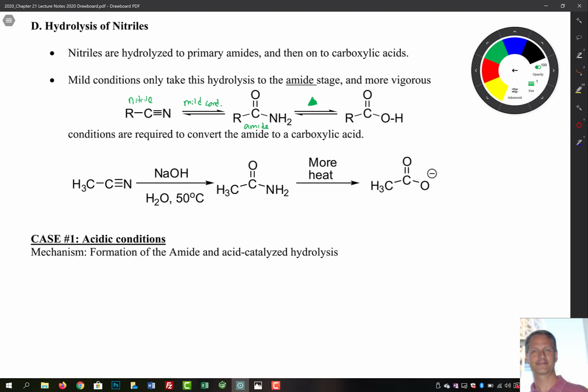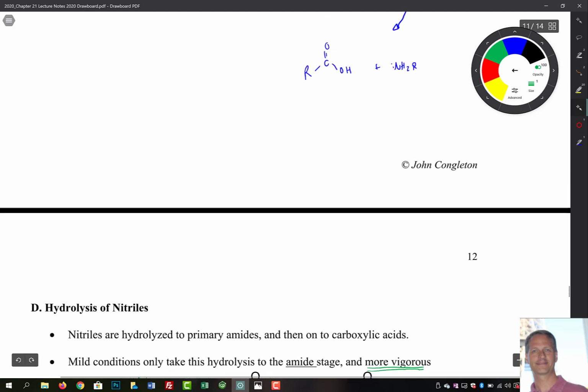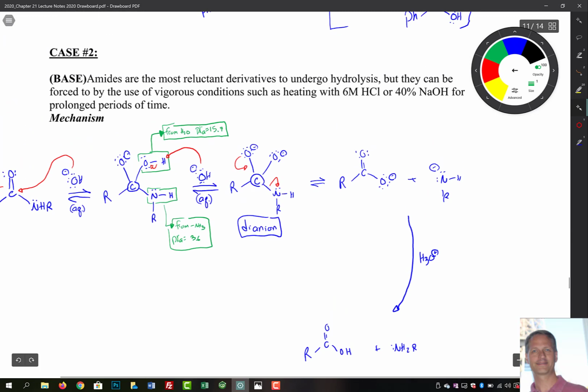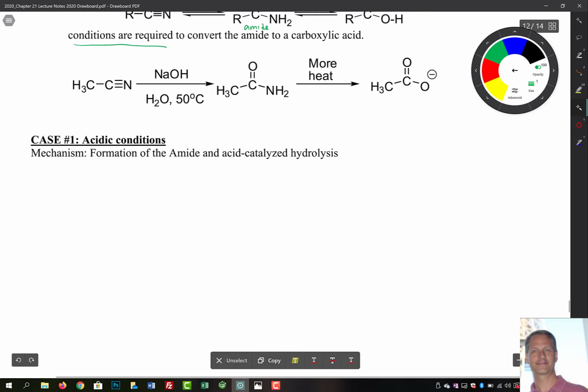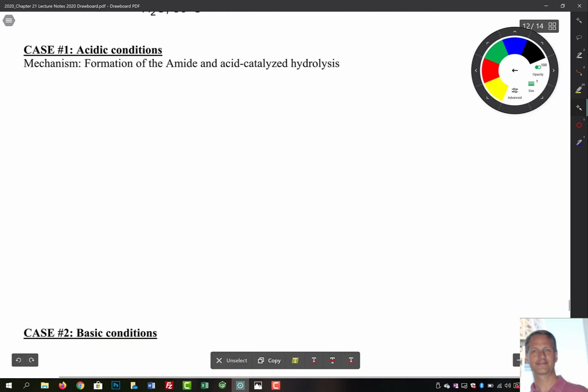It says here again, more vigorous conditions are required to convert the amide to the carboxylic acid. Just a side note on that, we saw in our last lecture that amides under acidic and basic conditions can require vigorous conditions, such as heating. So a little bit of heat helps that reaction occur also. Let's take a look at the overall reaction down here below for acidic conditions.